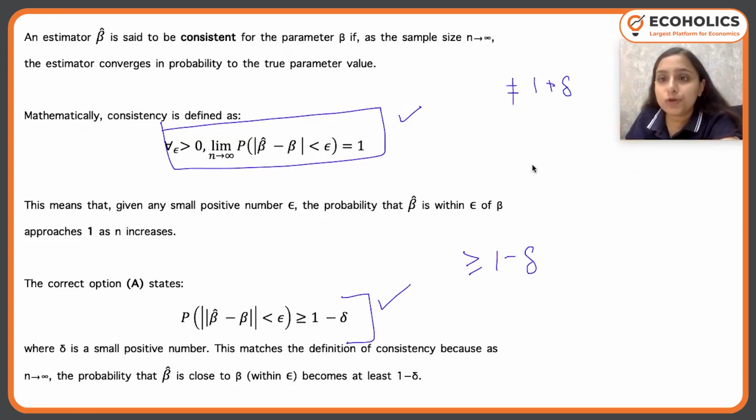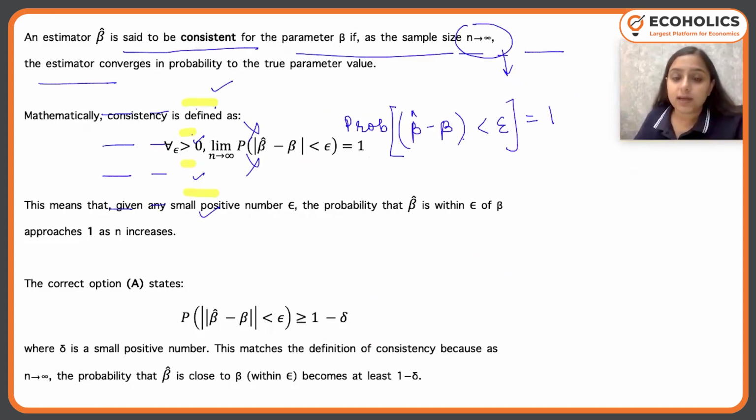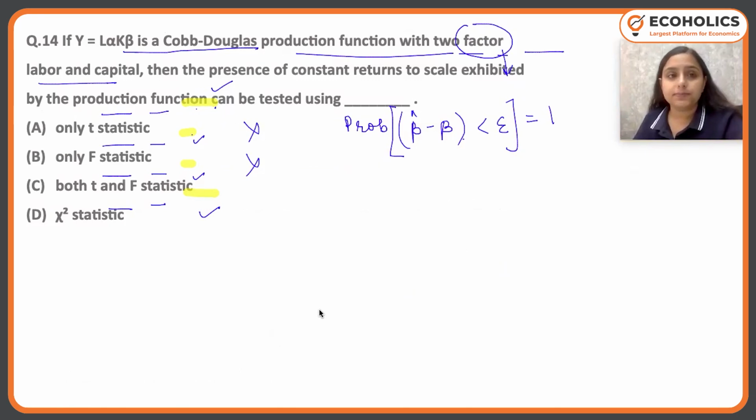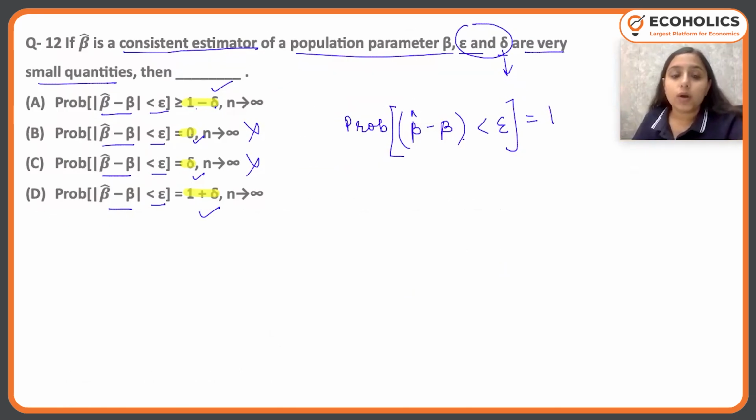It cannot be equal to 1 plus delta, right? Because probability is always between 0 and 1. So 1 minus delta will give me a value less than 1, but it will be closer to 1. That is the point here. So according to this, 1 minus delta, which is my option A, becomes my correct option.